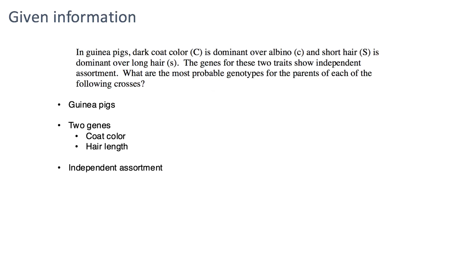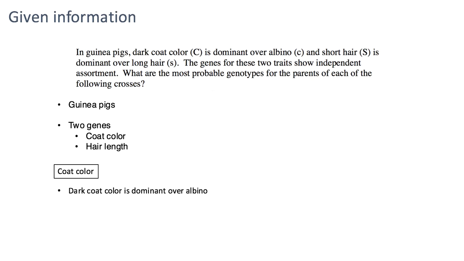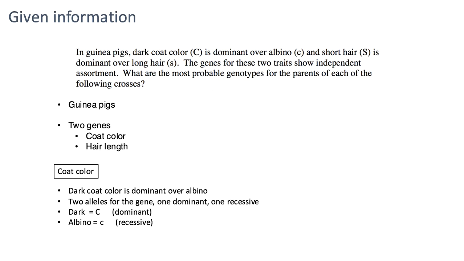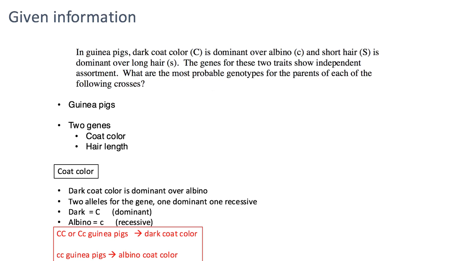For the coat color gene, we know that the dark coat color is dominant over the albino coat color. What that means is that there are two versions or alleles of the coat color gene, and that the dark coat color allele is the dominant allele, represented by the capital C, and is dominant to the recessive albino coat color allele, represented by the lowercase c. Guinea pigs that have two big C dominant alleles will have dark coat color.